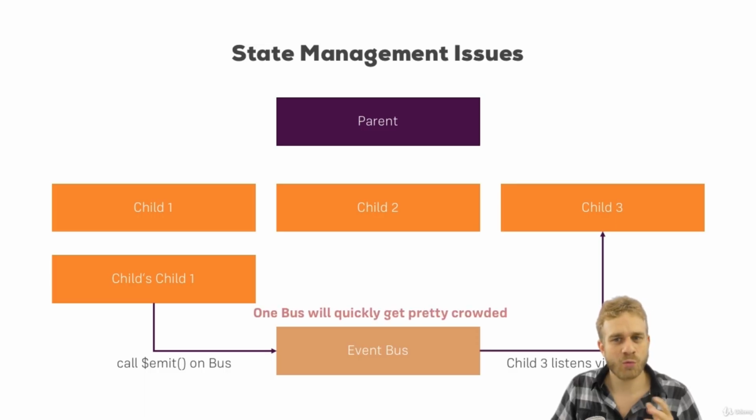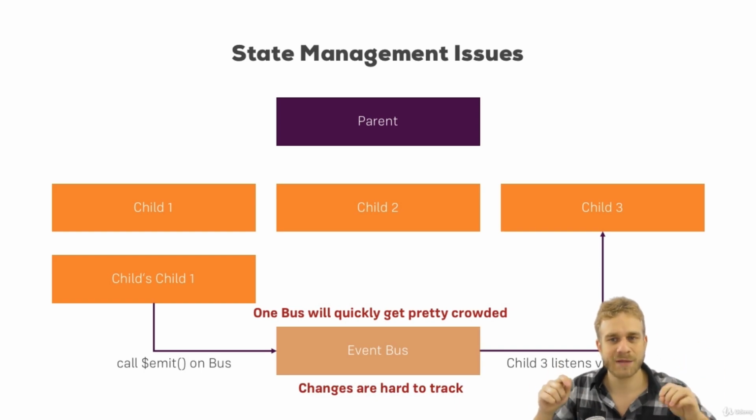For example, one bus alone will quickly get pretty crowded in bigger applications with a lot of different emits and so on. So there probably is a lot of code in this instance in the end, which arguably is maybe not the best solution to this. It also gives us another problem. The changes we make are hard to track. Yes, we do have the central bus, but we access it from all over our application. Hence, it's really hard for us to see in hindsight when we made which change in which place.